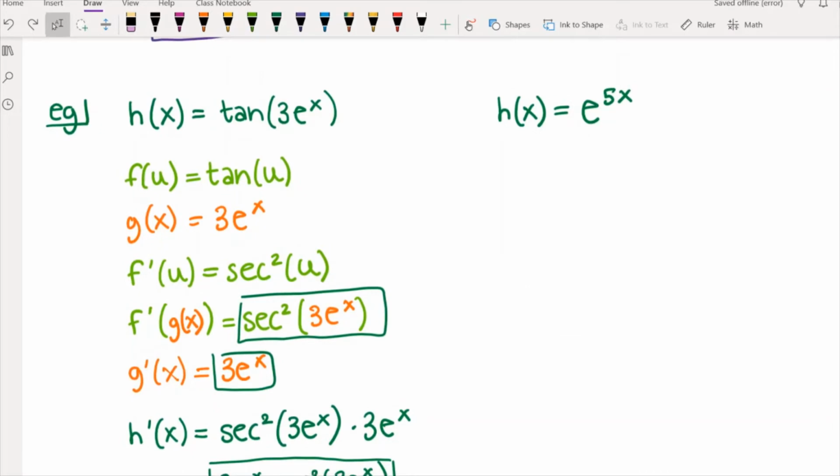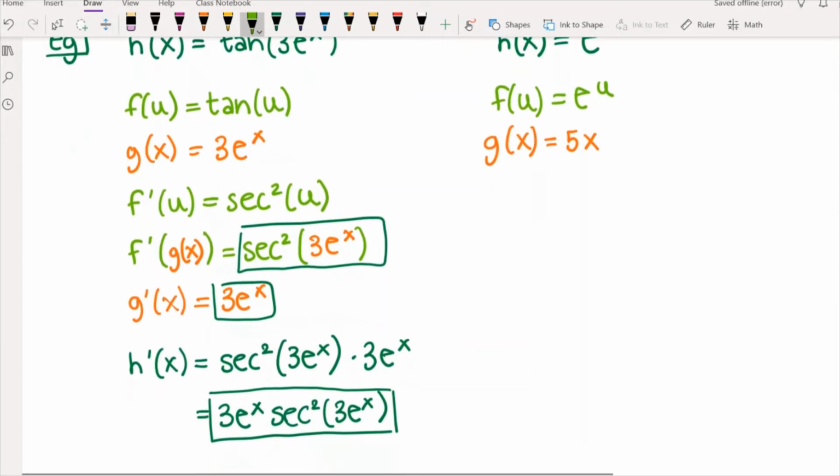Okay, so I did this next example for a specific reason. This type of function is going to come up a little later, so that's why I picked this one. So in this case, the outer function is e to the u, right? If you have e to any power, the outer function is always just going to be e to the u. And then the inner function is going to be whatever that exponent is. So in this case, it's 5 times x.